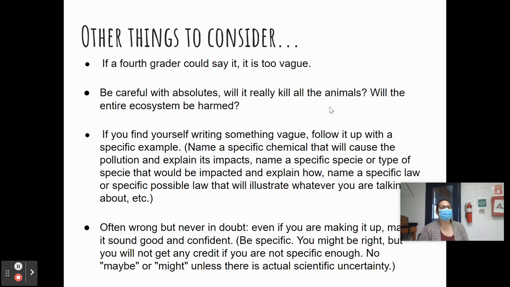So other things to consider: if a fourth grader could say it, it's too vague. Literally, Leo next to you going, but why, but why, but why? And he's not even in kindergarten yet. Be careful with absolutes. Will it really kill all the animals? Will the entire ecosystem be harmed? So you're probably going to be a bit specific.